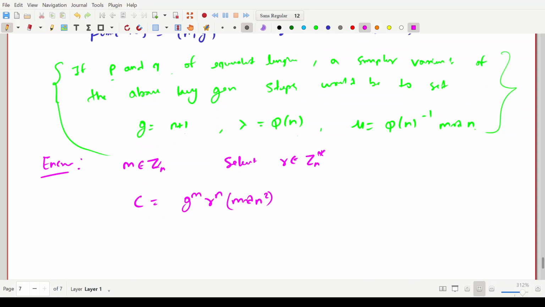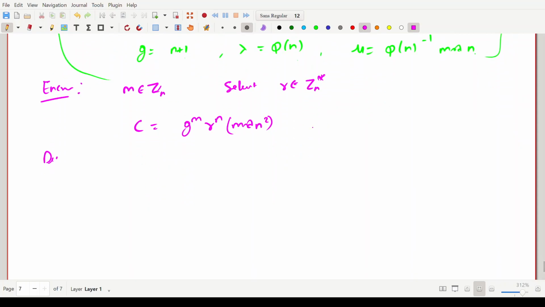What is the decryption? In the case of decryption, with the C you have here, compute this. Your plain text can be computed by solving L of C raised to lambda modulo N square, multiplied by mu modulo N. You just have to multiply these two things and you'll get your plain text. If you observe, the secret key was lambda and mu, so I'm using this lambda here in the decryption.